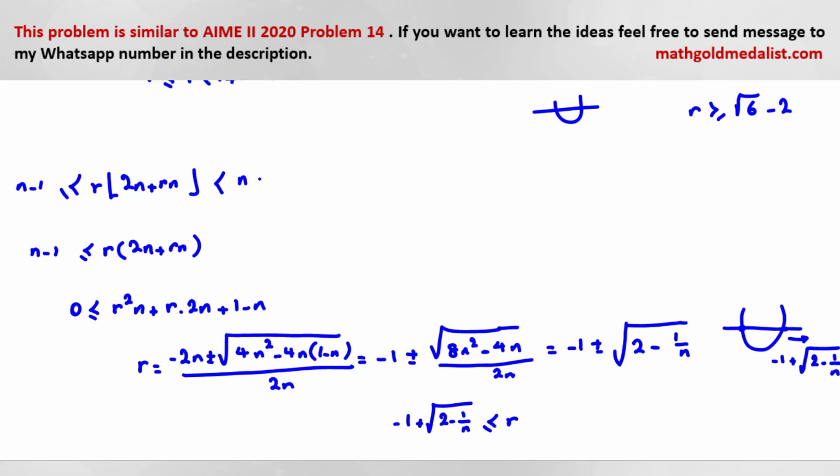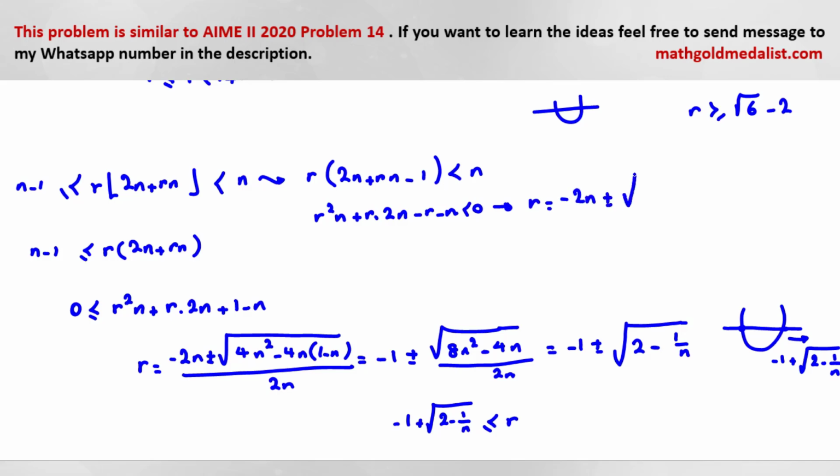Agreed? Yes. Okay, let's consider this part. We can say what? r times (2n plus rn) minus 1 is less than n, agreed? Then we can say what? r squared n plus r times 2n minus r minus n less than 0, right? So the roots are what? Again, negative 2n plus or minus the square root of b squared, 4n squared minus what? Oh, sorry. r is not constant.